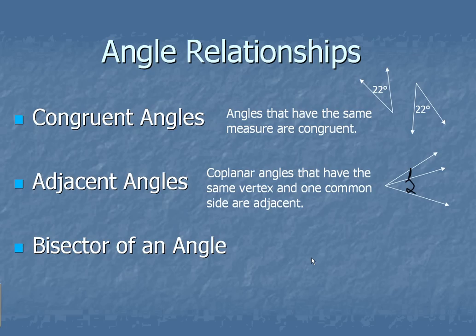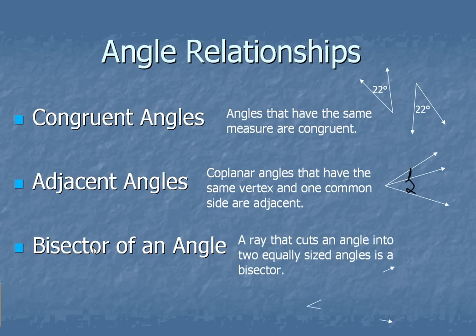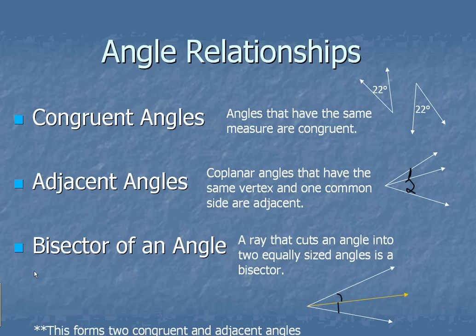And the bisector of an angle, bisect, we split into two parts, and those are equal parts. A bisector splits into two equally sized angles. So if I take this angle and I want to draw a bisector, I need to draw it so that it splits it into two equally sized smaller angles, like this. So I say now this angle and this angle are equal. And that forms, when you draw a bisector, two congruent and adjacent angles, because these two angles are adjacent and congruent.